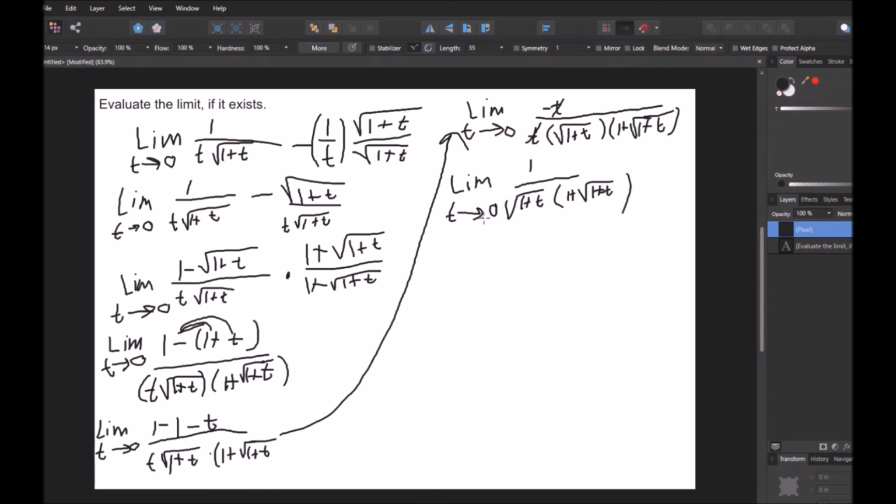And now what I can do is I can directly substitute 0 into the equation. So that's going to give me 1 over square root of 1 plus 0 times 1 plus square root of 1 plus 0. So 1 plus 0 is 1, and the square root of 1 is just 1. So I'm going to rewrite it as 1 over 1 times 1 plus 1, which is just 1/2. So that would be your answer for that one.